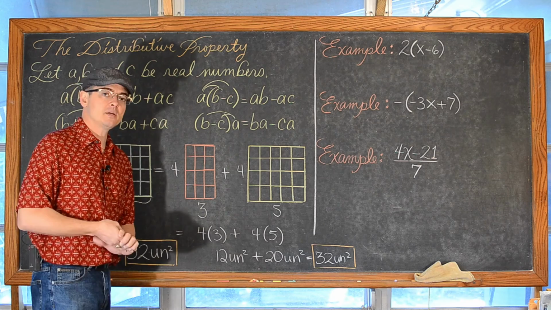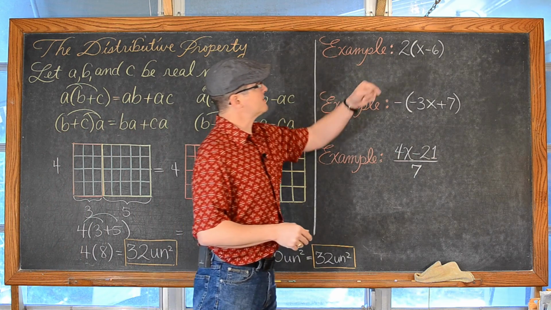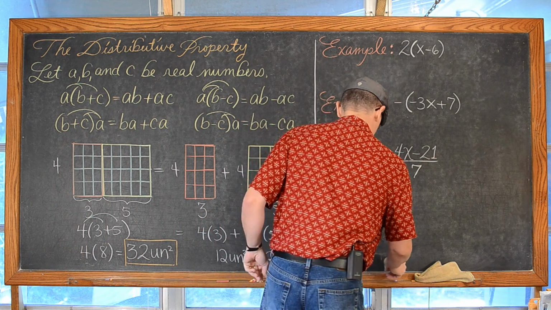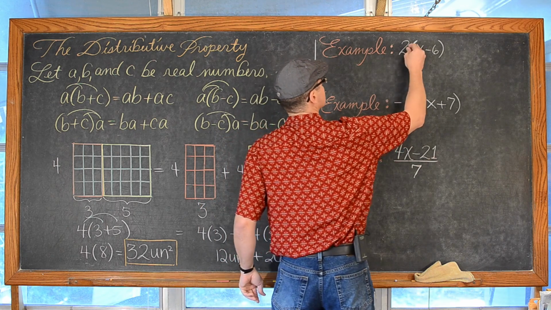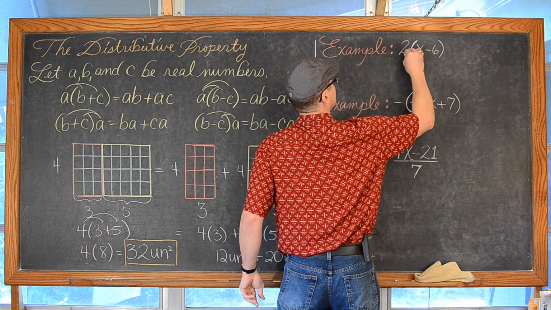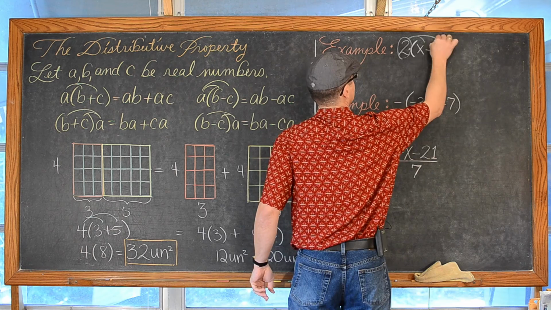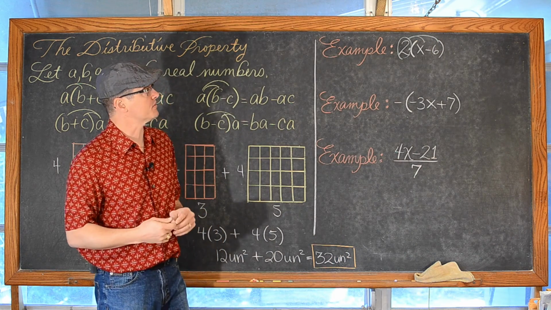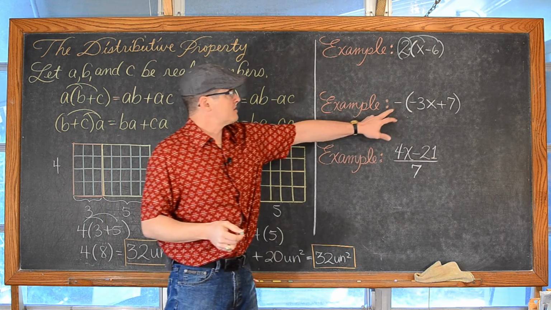Now over here I've got 3 examples. I have 2 times (x minus 6), and we can see that that 2 is touching the parentheses, and thus that value of 2 is getting multiplied through. Now you'll notice that I circled a 2. That's in case the number is negative.